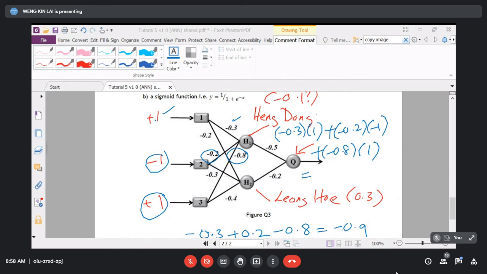Mei-Lin, what is the output now of my H1 that is calculated by Heng Dong? Heng Dong believes it's minus 0.9, but I think he forgot to put in the activation function. So what's the answer? Mei-Lin, are you there? No, that's not the answer. What is the answer for H1?